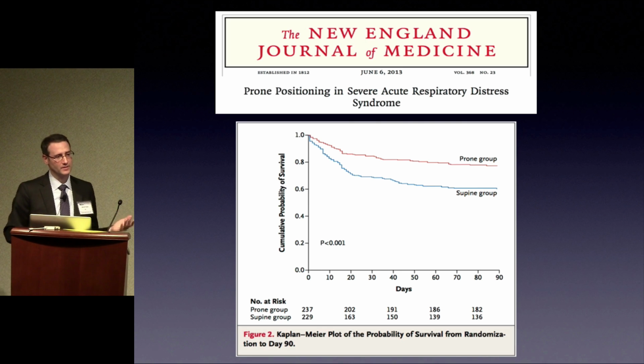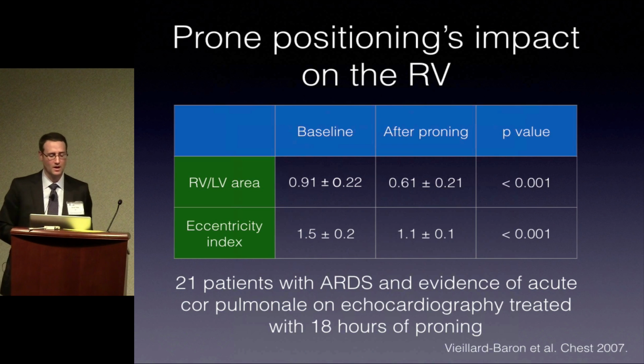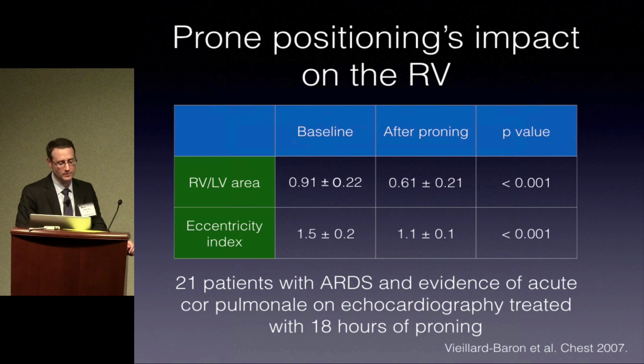We have other data now that suggests that proning people has improved survival. And before they came out with this article, they actually looked at RV function in people who were being proned. And what they found is that people at the time of ARDS before proning had an RV to LV area ratio, that ratio we talked about, of 0.91 on average. This is a small study of 21 patients who were subjected to 18 hours of proning. So your RV-LV area was 0.91, so elevated, almost at that definition of severe acute cor pulmonale.